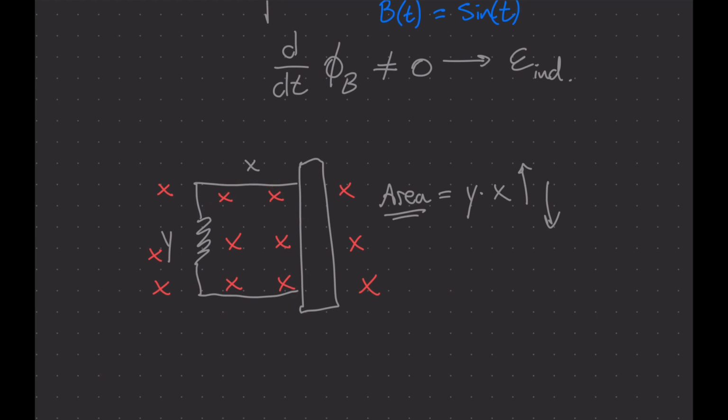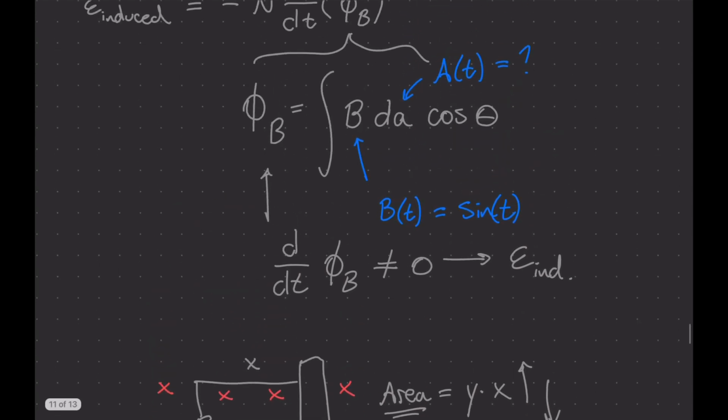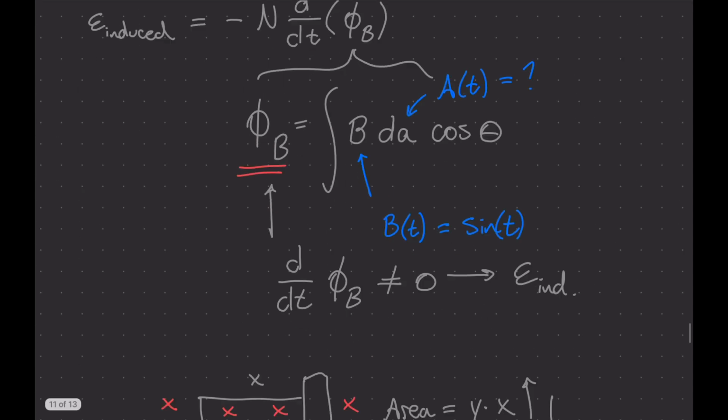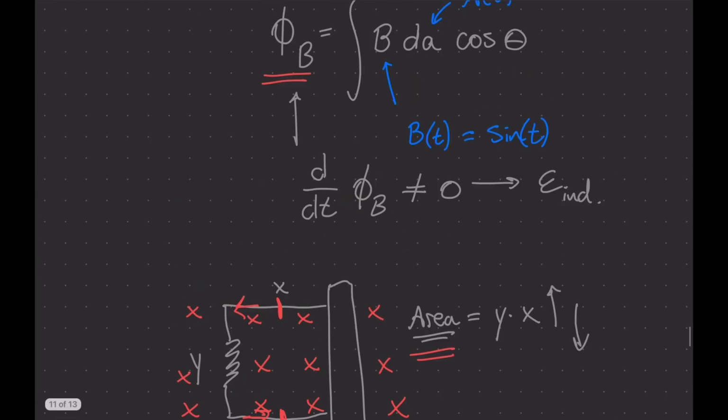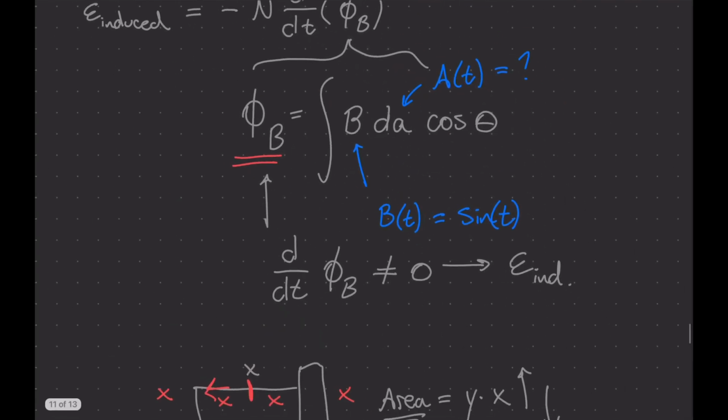And since I'm changing the area, I'm changing the flux. This would actually create a voltage from here to here. And that means current would start flowing in the circuit if I'm changing the area, due to Faraday's law. So the area can also be a function of time. Now finally, the last thing that can change is theta, which is the angle between the two.